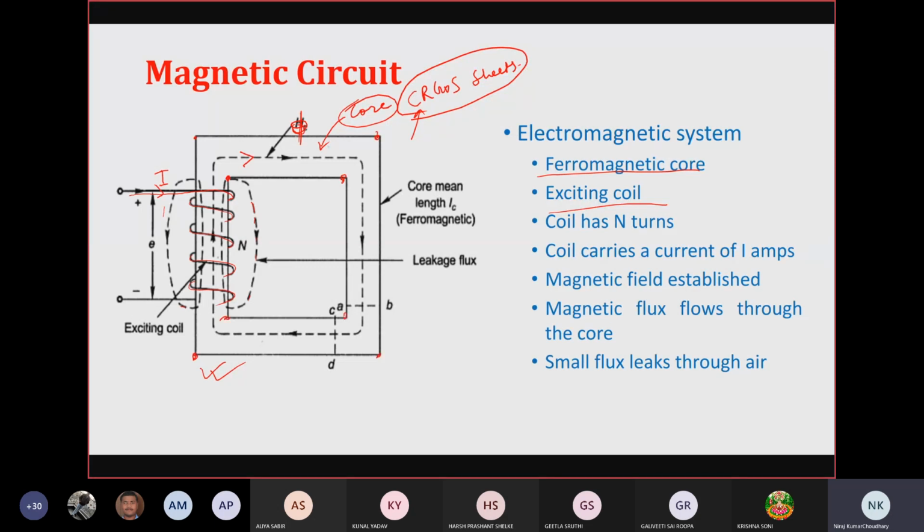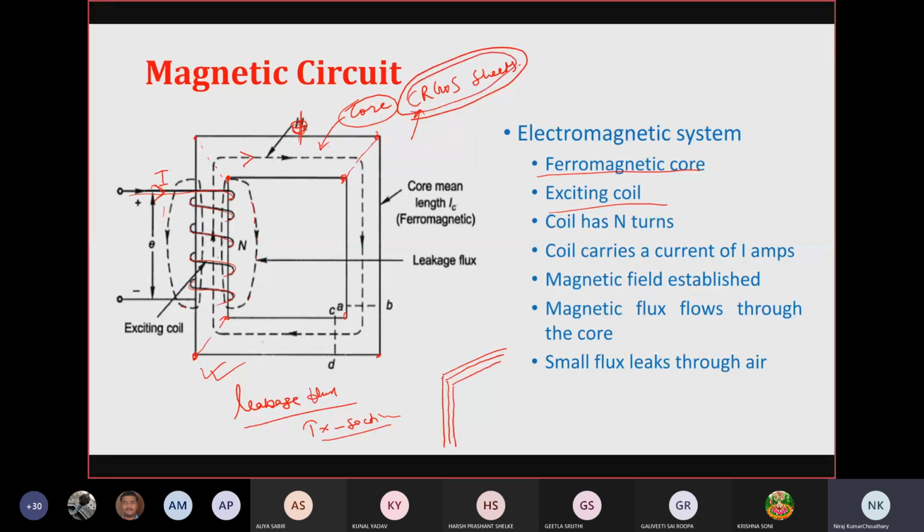So all this leakage flux we will study in detail in the transformer section. Just understand that of the total flux being produced, some part of the generated or developed flux may leak at the joints, because this cross section is made up of small, thin laminated sheets. It is not made of a single solid piece, it is made of laminations, CRGOS sheets.